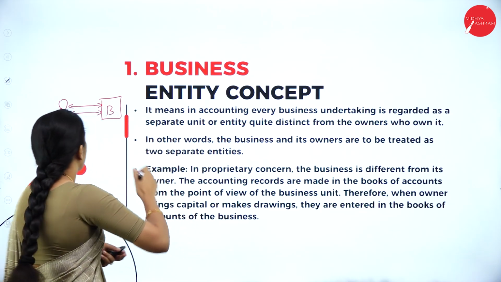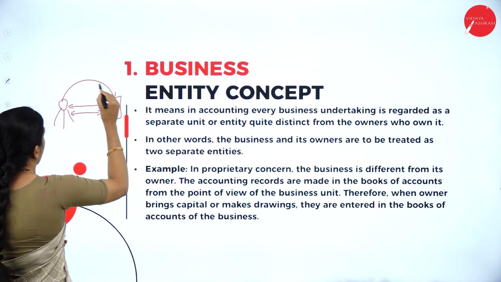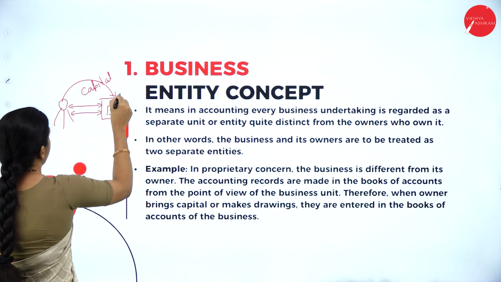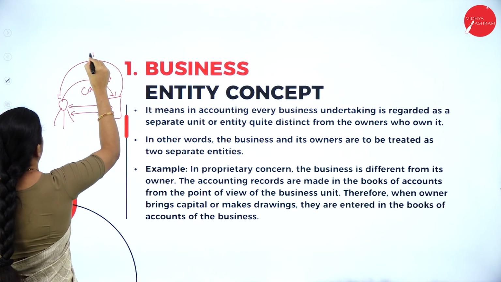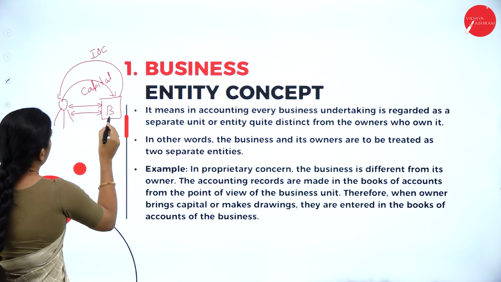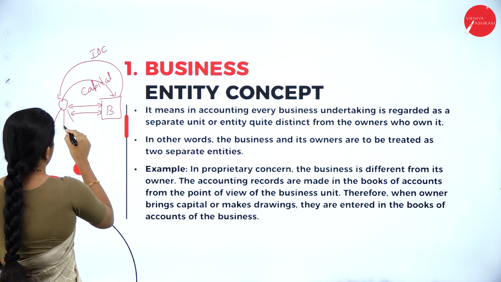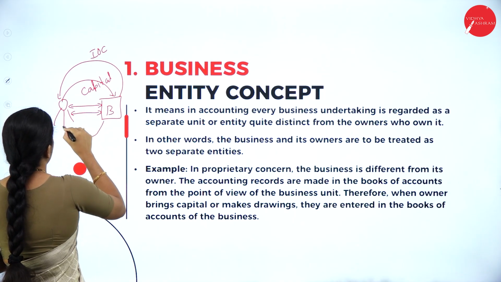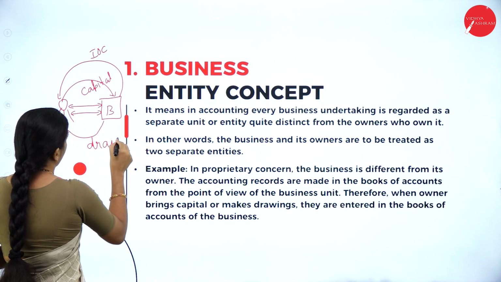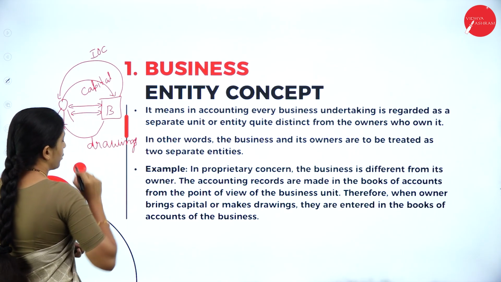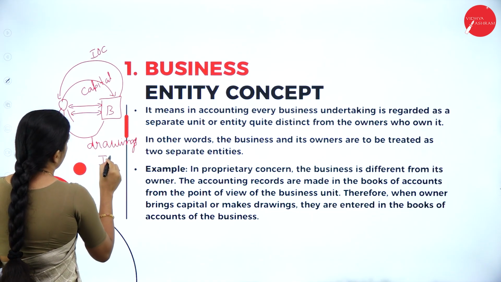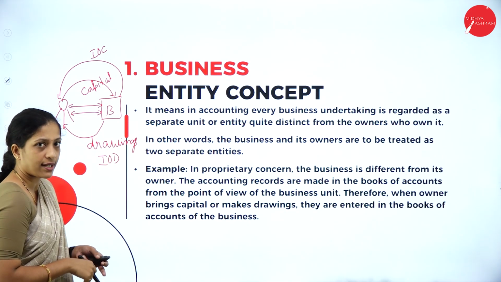Being an owner, you can invest into the business, which is called as what? Capital. When you invest, business will give you return. That is called as what? Interest on capital. And being an owner, you can withdraw from the business, which is called as what? Drawings. You can withdraw for your personal use, called as drawings, for which you have to pay to the business, that is called as interest on drawings.